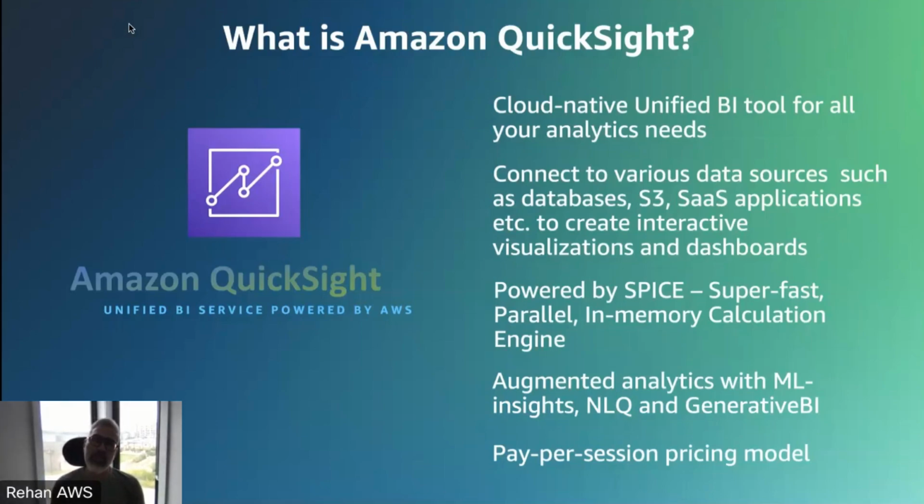QuickSight is heavy on the use of Gen AI capabilities as well. You can ask it questions in natural language query, and you can ask QuickSight to create those visualizations for you. Build with Q is what it's called, and it's a managed service. You pay with a pay-per-session pricing model, so it's quite cost effective in that sense.